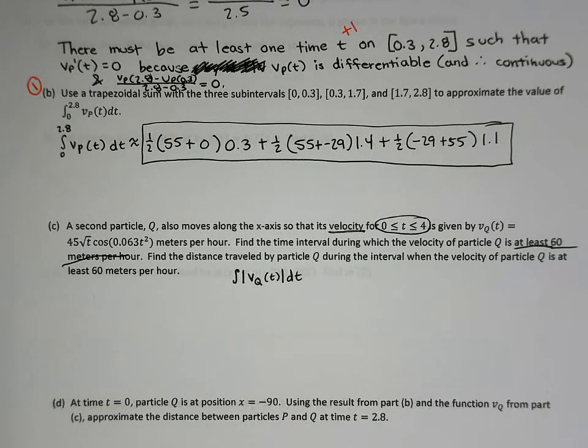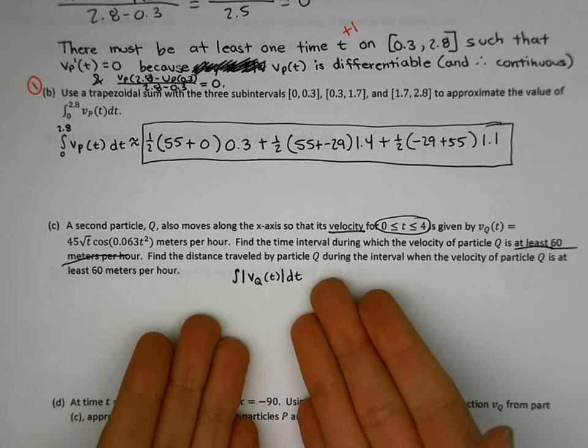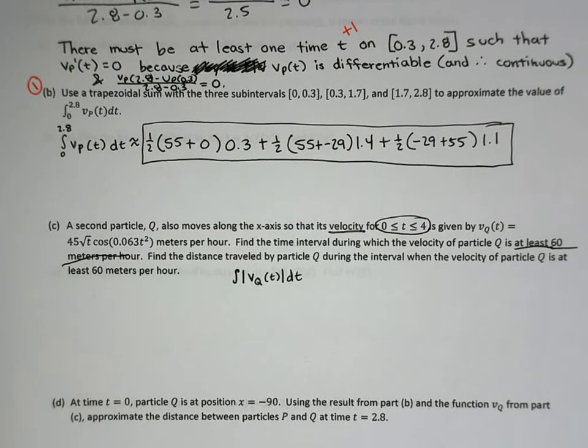Okay, so quick strategy here for this one, which again, I don't know that you'll have a problem exactly like this one this year, but it's a good thing to keep in mind. What makes C, I would say, especially challenging is that statement that we need to find a time interval where particle Q is at least 60 meters per hour. Okay? Strategy. If you find yourself in a situation like this one where you're like, well, I know that I'm supposed to set up an integral of the absolute value. I know how to plug that into my calculator and get an answer. I just don't know how to get the bounds, right?